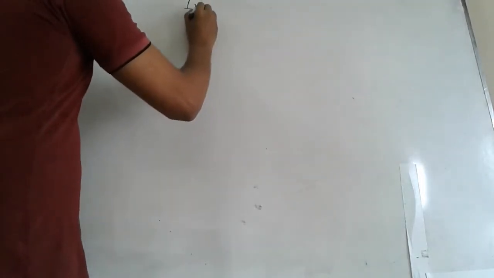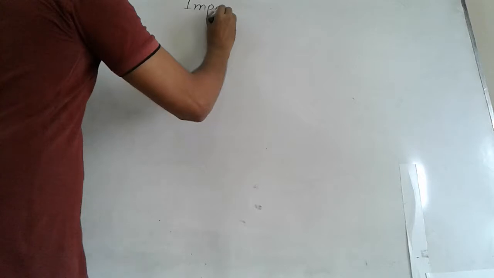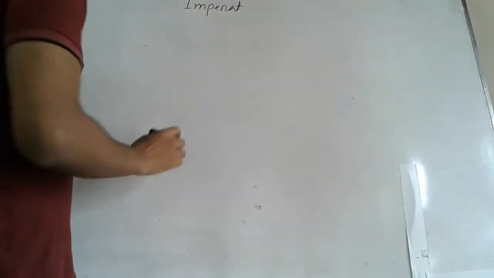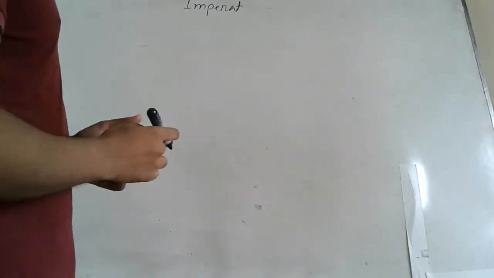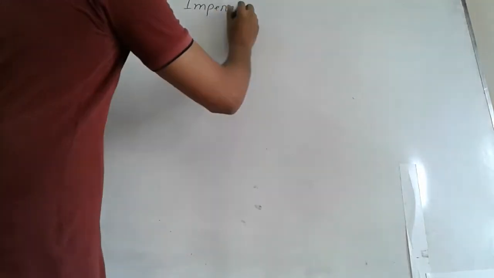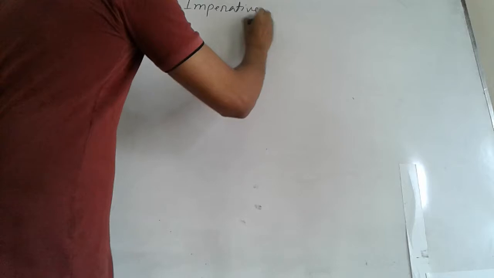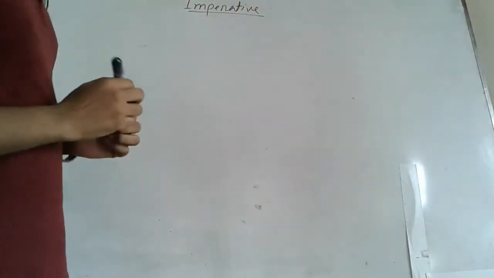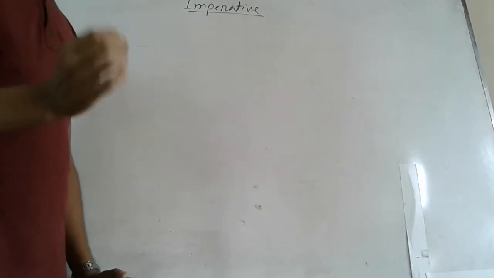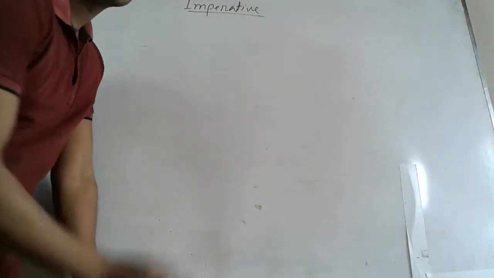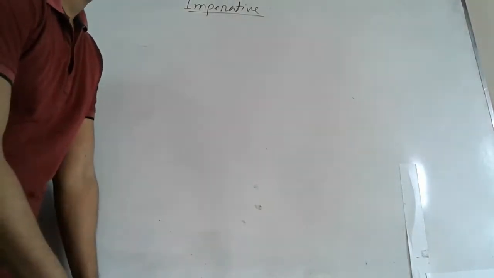We all know that imperative sentence is such a kind of sentence by which we actually command or request or advise someone to do something. But structurally, imperative sentence actually starts with a verb. So we should keep in mind that imperative sentence starts with a verb.